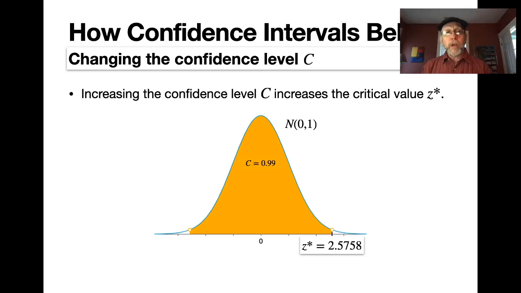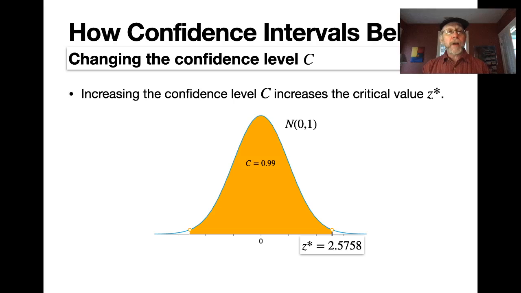What would happen if you wanted 100% confidence? Well, as we know, the normal distribution never actually touches the x-axis. It's asymptotic to the x-axis, but it never gets there. So for 100% confidence, your Z star value would actually be infinity, and that's not realistic. So you really can't have 100% confidence in a confidence interval.